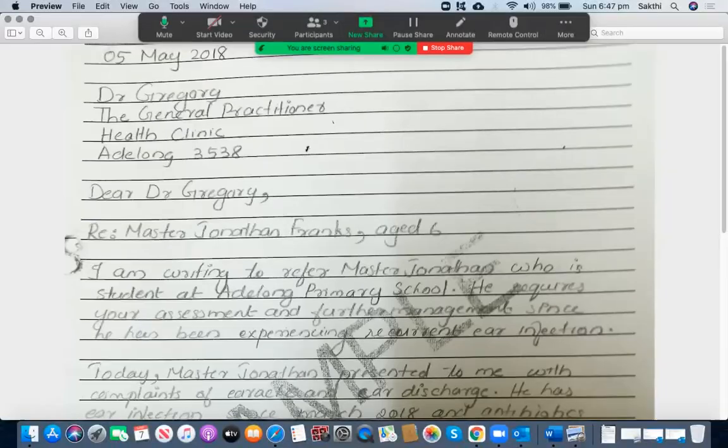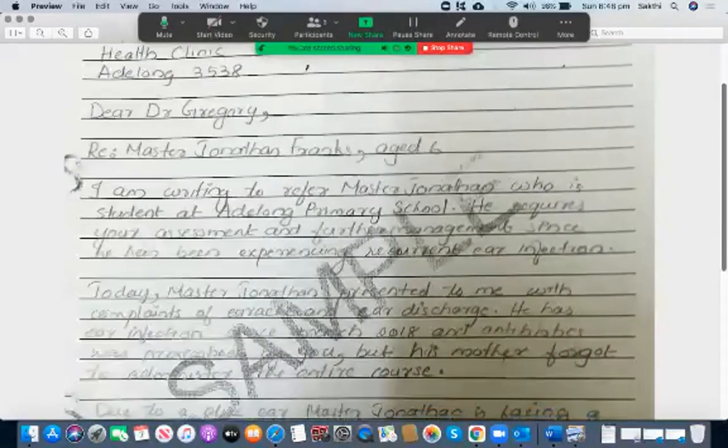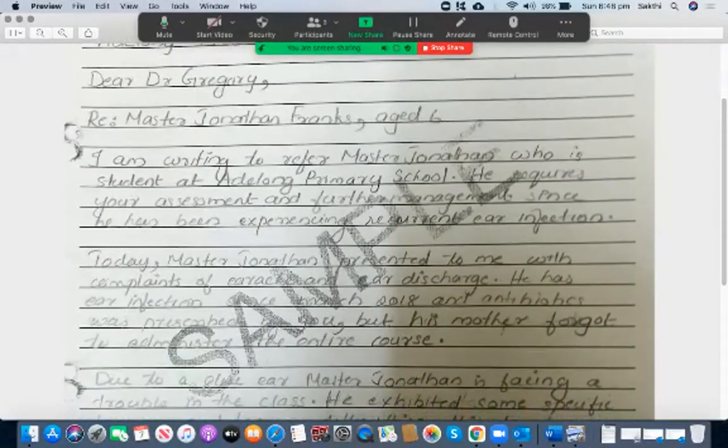I'm going to assess your letter now, Bindu. You've written down the date on the top. That is okay. And then Dr. Gregory, the general practitioner, health clinic, Adilong 3538. That is all good. And then you have written Dear Dr. Gregory. If they don't have a surname, you can use whatever name is given to you. So that's all right. Dear Dr. Gregory, comma, and then regarding Master Jonathan Franks, aged 6. That's okay.